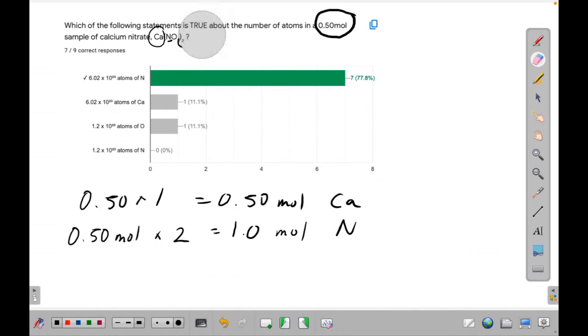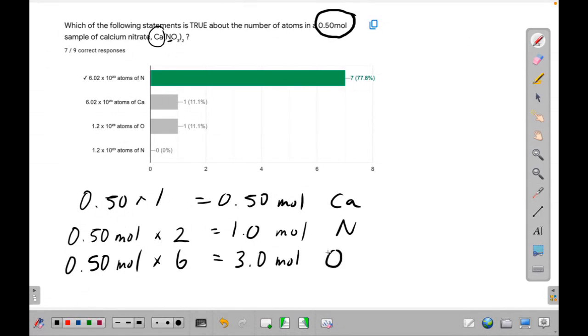The next one is oxygen, and as you can see, oxygen has 3, but hold up, there are 2 of these nitrate groups, so technically for oxygen there would be 6 moles for every 1 mole of the compound. So 0.50 moles of the compound times 6 of oxygen is going to give us 3.0 moles of oxygen.